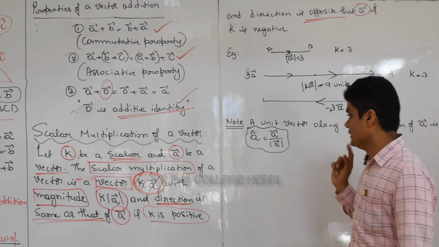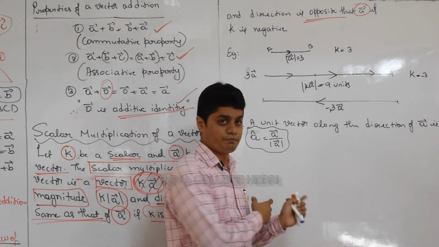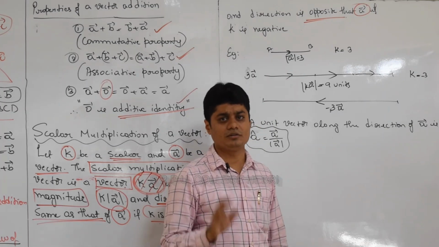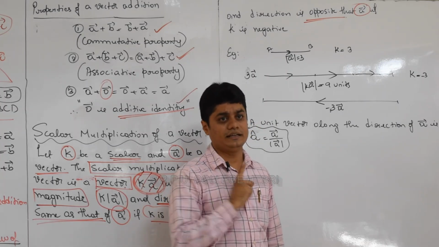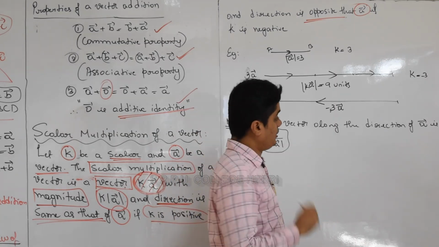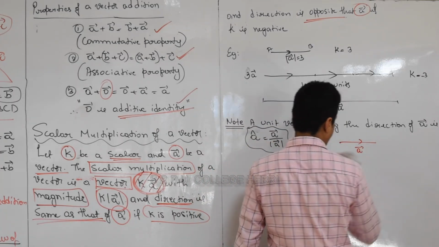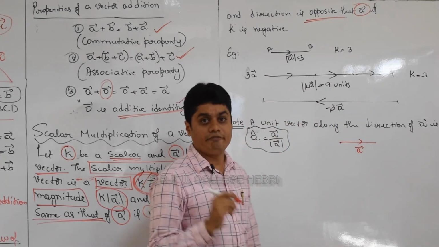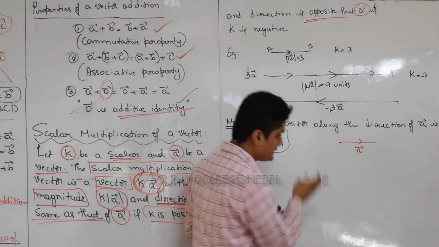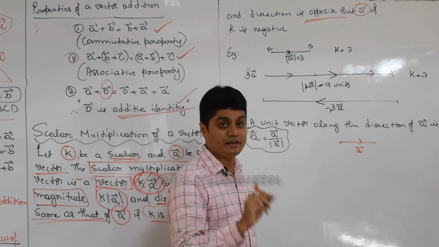Correct? Yes. Now I'll explain one very important note. Based on this concept we are going to solve so many problems in this chapter called vector. So listen carefully, understand this concept properly. Unit vector along the direction of vector A. What is a unit vector? A vector with the magnitude 1. Now you have to obtain a unit vector in the direction of this vector. The magnitude must be 1, compulsorily.